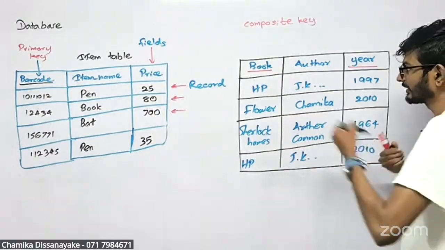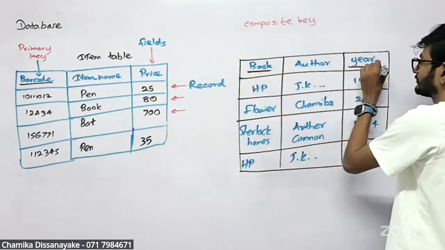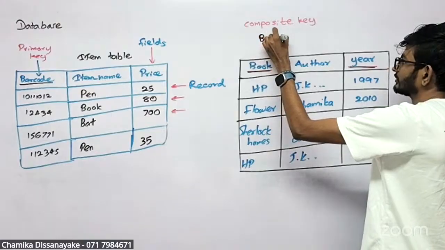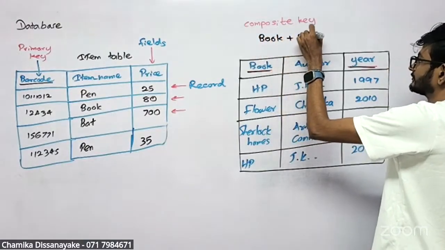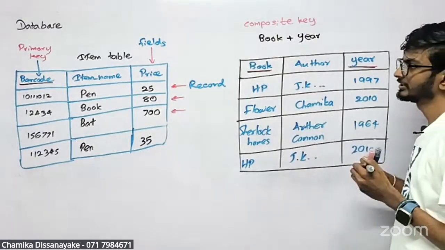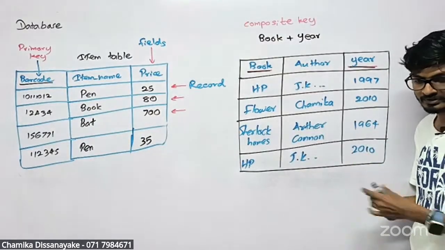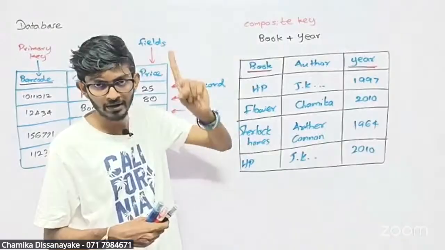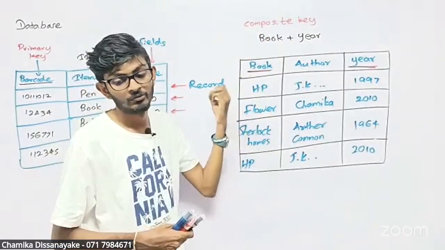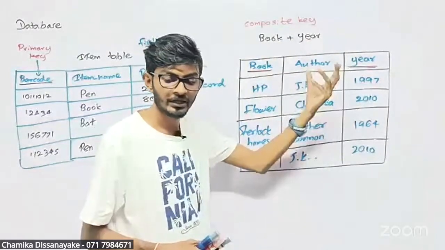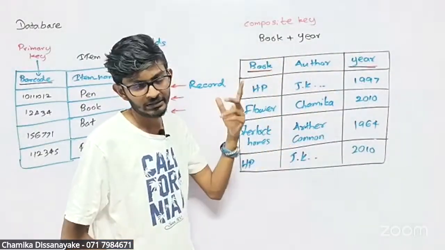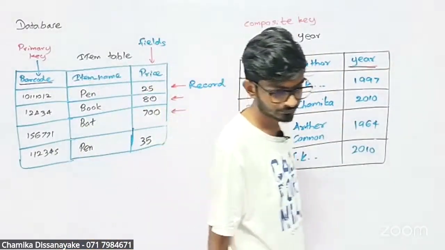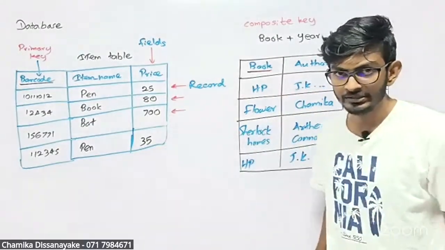It is called a composite key. Okay? This one and this one. So how can we write a composite key? You need to write book plus year. Book plus year. This is called a composite key. Did you get that? Composite key. If we can't use one field as a primary key, we need to use two or more fields as a primary key. In that case, those keys are called composite keys. Right. There is another key type, foreign key.